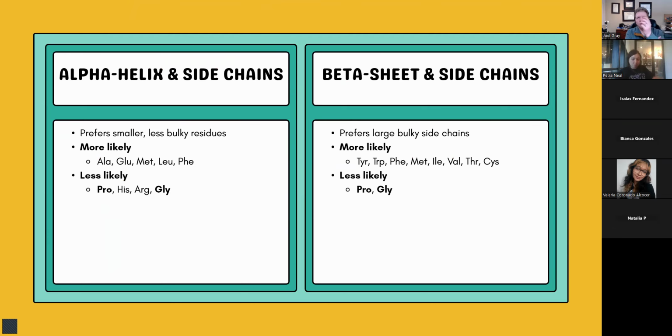One thing that we talked about previously was that the R groups, the amino acid side chains, are not going to drive the formation of a secondary structure, but they can absolutely disrupt it.